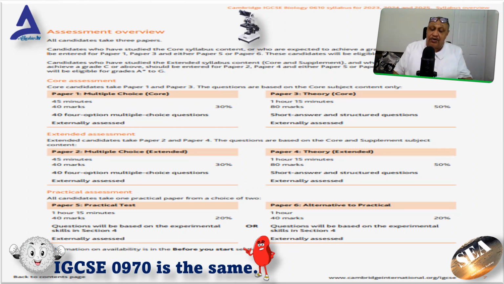Paper 3 for the core and paper 4 for the theory extended. Both of them are theory, and both of them weigh 50% of the total marks. The time allowed is 1 hour 15 minutes for each paper. The total mark is 80 marks, and the type of question is short answer and structured questions.